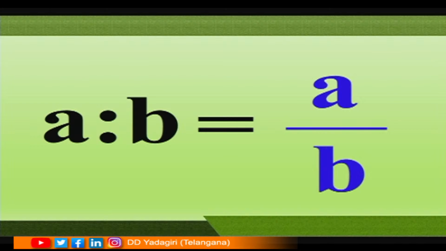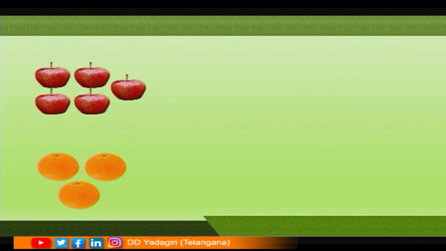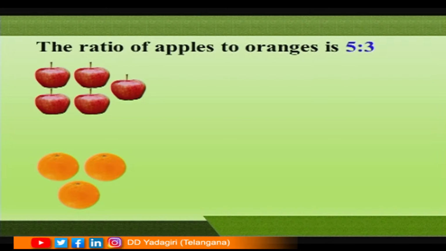Now, how to represent A is to B? Yes, we can represent A is to B as A by B. So, antecedent divided by the consequent. Children, do you notice what is shown on your screen? Yes, there are apples and oranges. Now, children, can you tell me what is the ratio of these apples and oranges? That is right, 5:3, because there are 5 apples and 3 oranges.